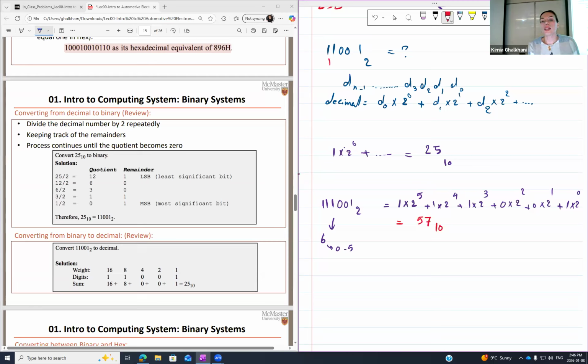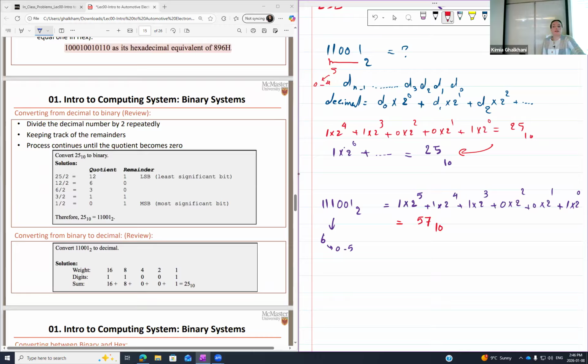So in here, I had only 1, 2, 3, 4, 5. I have 5 numbers. So I start from 0 and I finish at 4. So for example, in here, I can complete this one also: 1 times 2 to the power of 4 plus 1 times 2 to the power of 3 plus 0 times 2 to the power of 2, and of course, another 0. And I finish it up at 1 times 2 to the power of 0. Then I'm having the same thing, 25 base 10. Make sense?